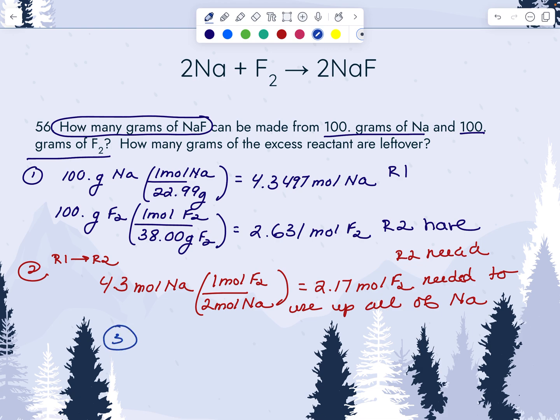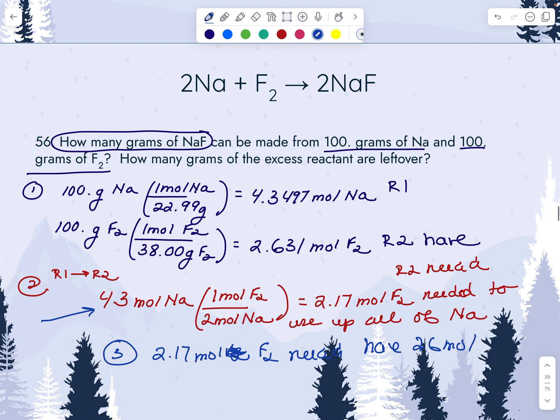Now, my third step is to compare how much do I need versus how much I have. And since 2.17 moles of F2 are needed, but I have 2.6 moles, I have more than enough fluorine. So can I use up all my sodium? Yeah, because what this calculation just told me was that in order to use up all my sodium, I will only need to use 2.17 moles of fluorine, and I have more than enough of that.